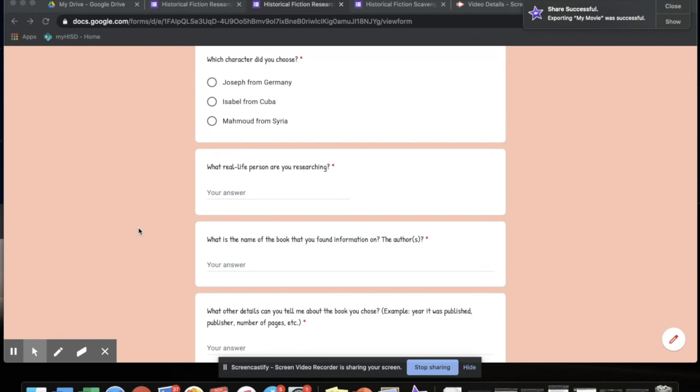So we have Joseph from Germany, and this was World War II during the Nazi takeover. We have Isabel from Cuba, and this was when there was some civil unrest going on and they were trying to flee. And we have Mahmoud from Syria in the 2015 area. So the character, they could either choose it or be assigned one, and they would go through the following questions.